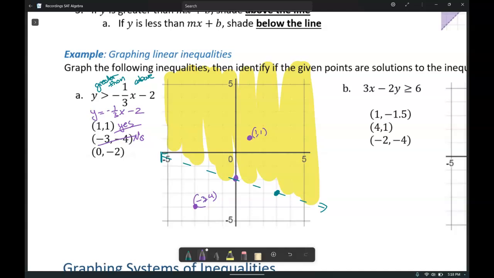And then we have our last point, 0, negative 2. Well, that's our y-intercept right here. Now, it's on the line, but because it is a dotted line, it is not a solution. No, it is not a solution because the line is dotted or dashed.